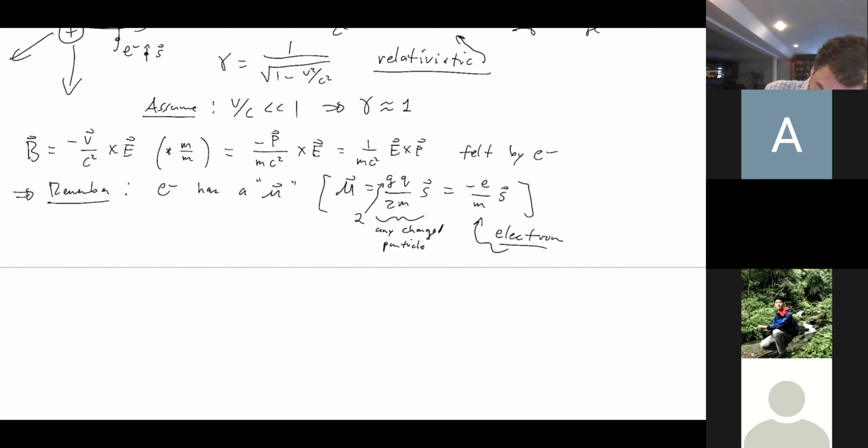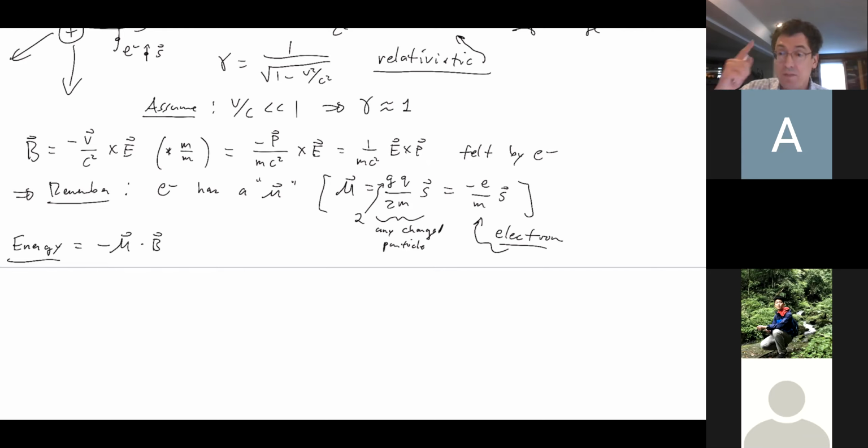That means the energy felt by the electron when it's moving in the electric field is going to be negative mu dot B. That's something I know you all know, because that's just the energy of a magnetic dipole in a magnetic field, which you learn in, I forget, physics 7B or 7A or something. So that's the energy of a magnetic dipole.